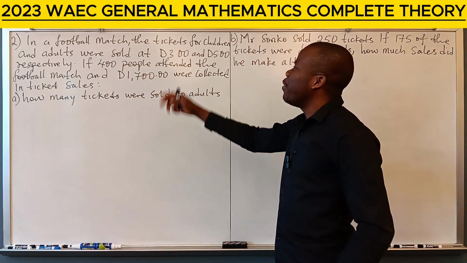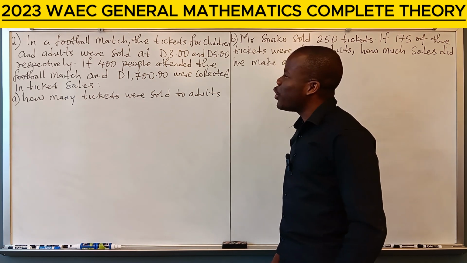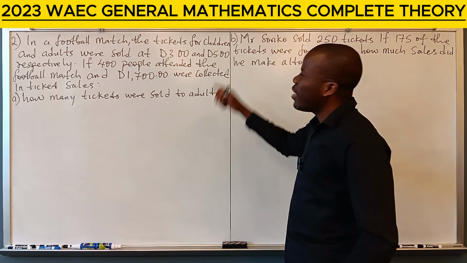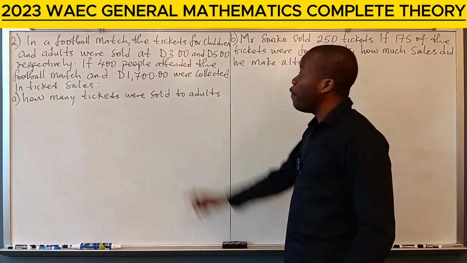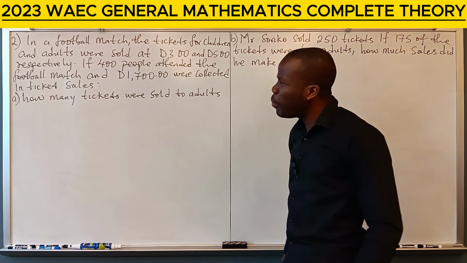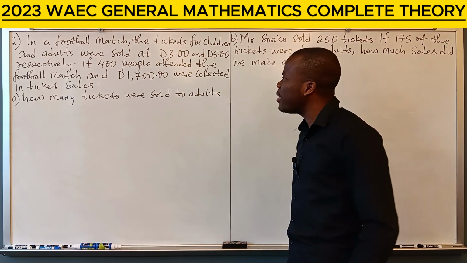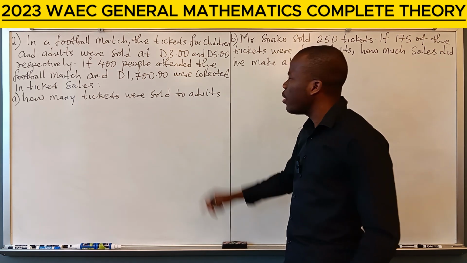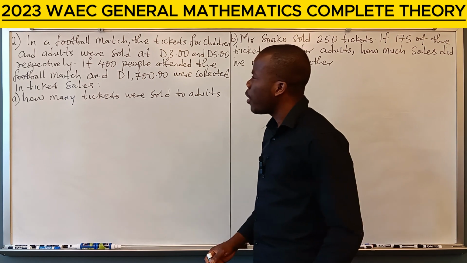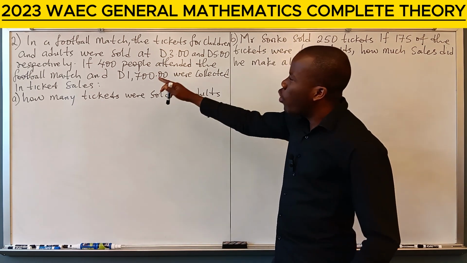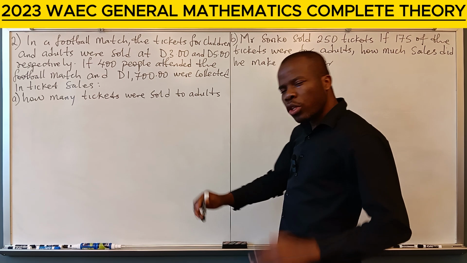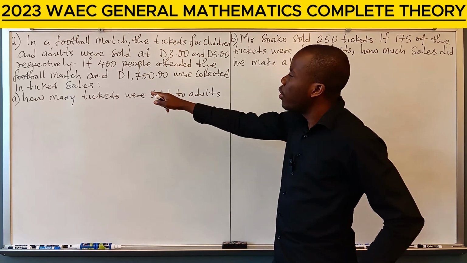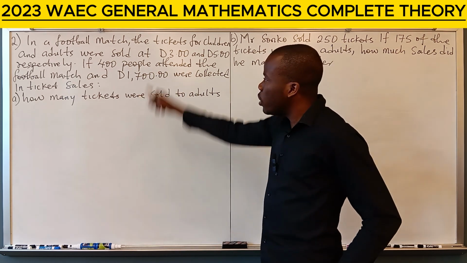Question 2 says, in a football match, the tickets for children and adults were sold at $3 and $5 respectively. If 400 people attended the football match and $1,700 were collected in ticket sales, how many tickets were sold to adults? So 400 people attended the match. So the number of children plus the number of adults must equal the number of tickets sold, which is 400.